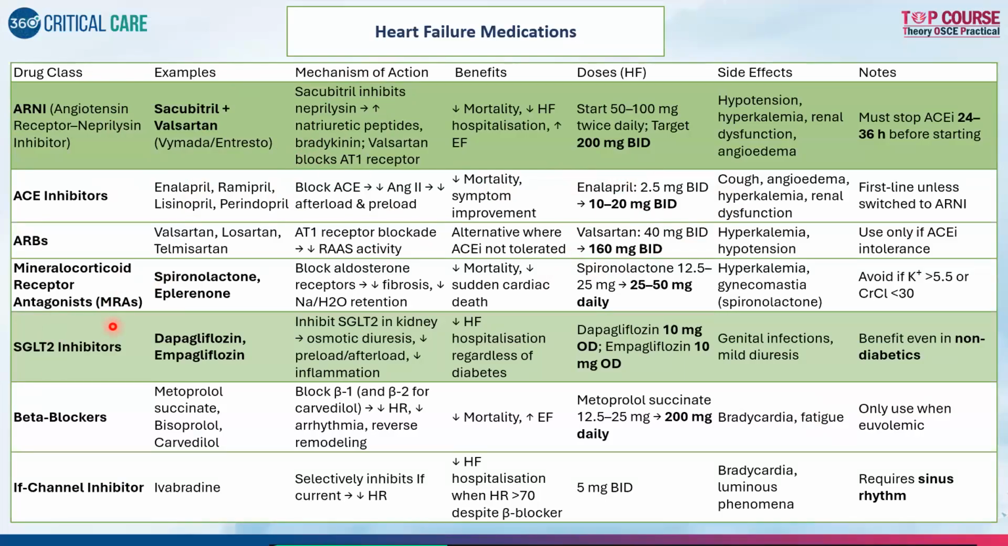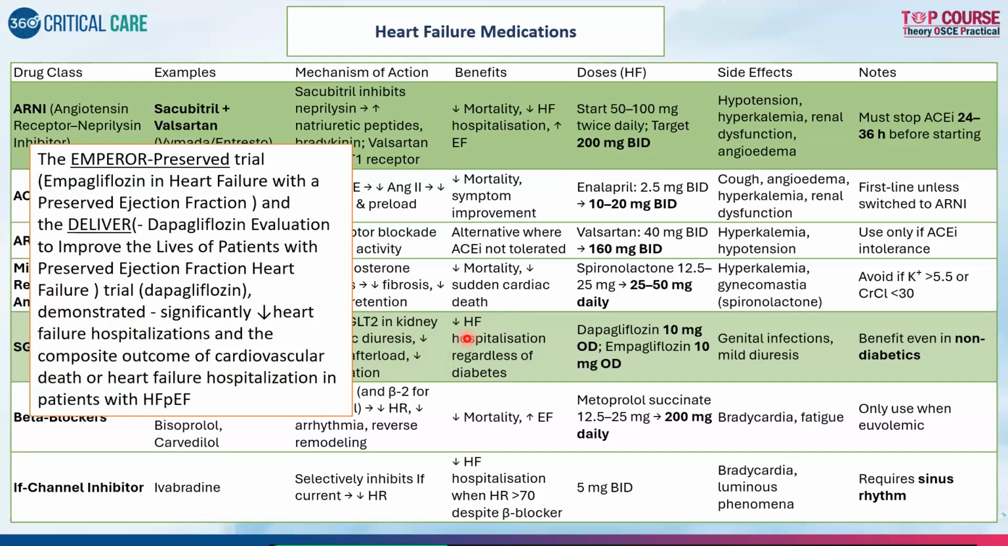SGLT2 inhibitors, currently favorite in case of vivas. The dapagliflozin and the empagliflozin. Dapagliflozin is the most common one which is asked. These inhibit the SGLT2 in kidney, causes the osmotic diuresis, decreases the preload and afterload. Evidence being it decreases the hospitalization regardless of diabetes, dose 10 milligram OD. All right. And it is even beneficial in case of non-diabetics. But we need to know the two trials, which is the EMPEROR and the DELIVER trial.